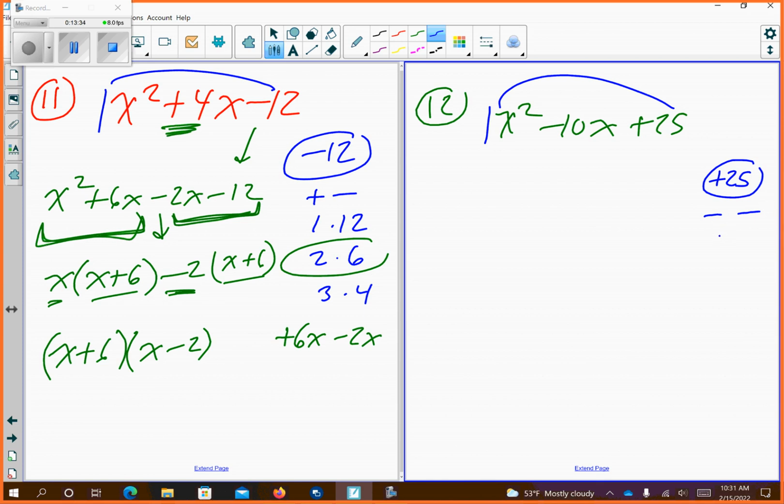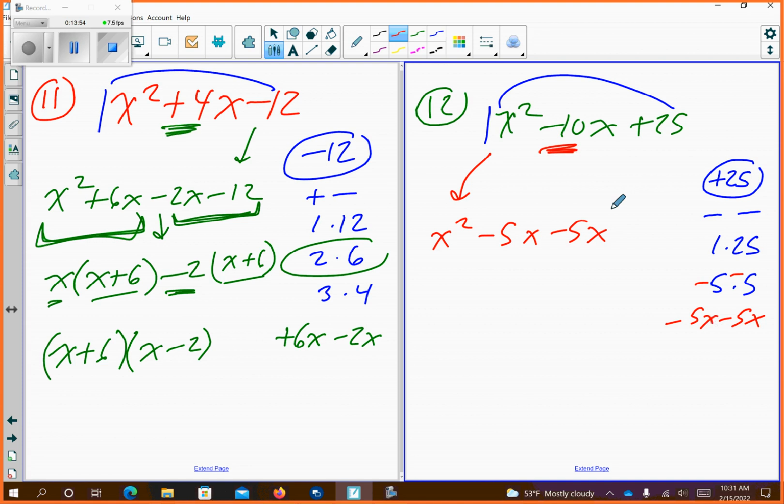All right, so I know that 1 times 25 is 25, but I also know that 5 times 5 is 25. Which of those work, both being negative, add to negative 10? Yeah, those are both going to be negative. So I get negative 5x and negative 5x. Just make sure you bring the signs with it. So I get x squared minus 5x minus 5x. Bring the 25 straight down. Okay, negative 5x combined with negative 5x gives me the negative 10x.